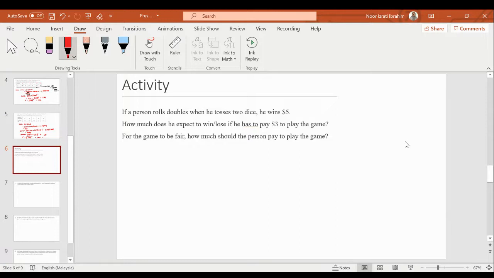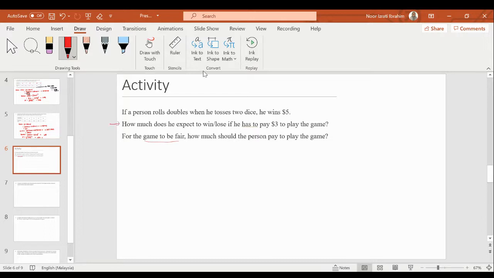Okay, before we go to question number 6, this is the activity in the lecture slide. This is the application of probability distribution. If a person rolls double when he tosses 2 dice, he will win $5. How much does he expect to win or lose if he has to pay $3 to play the game? For the game to be fair, how much should the person pay to play the game?